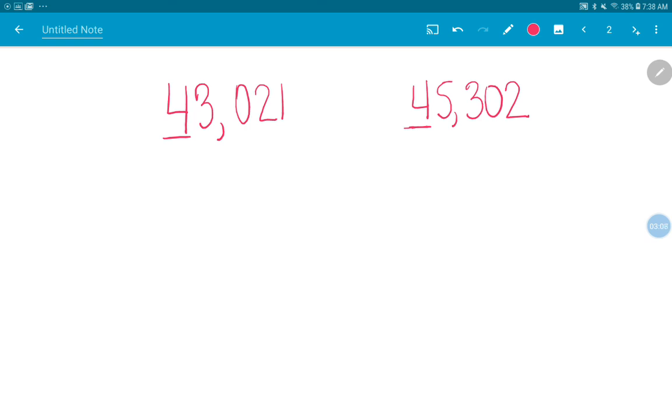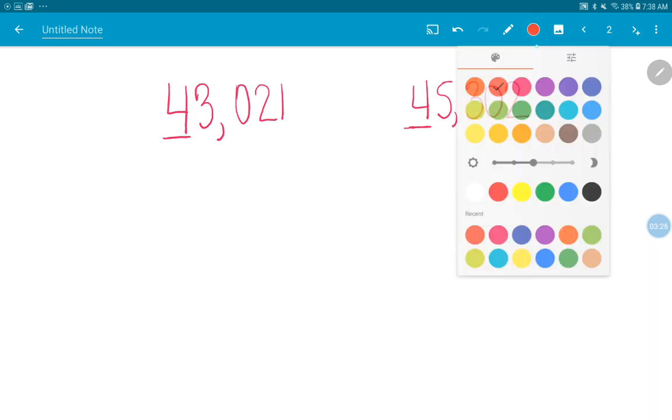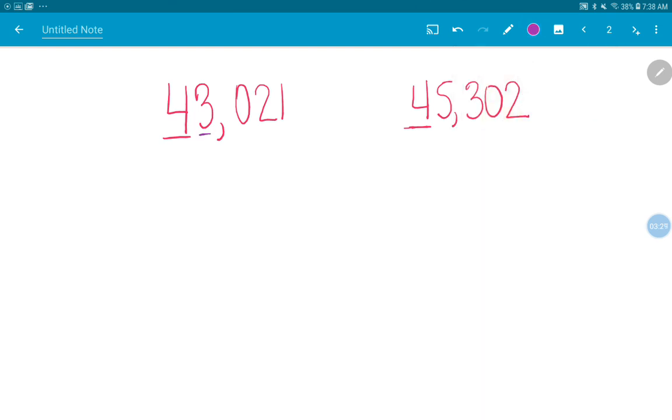So if the digits in the largest unit are equal, what do we do? We go to the place value to the right, the next smallest. And in this case, we have 3 thousands and 5 thousands. So since that's different, now we can compare these. 3,000 is less than 5,000.